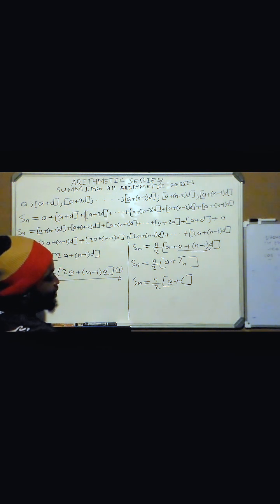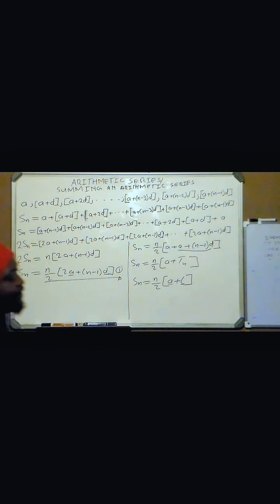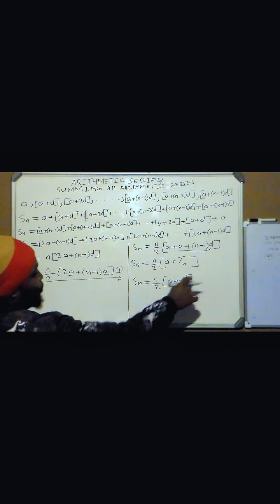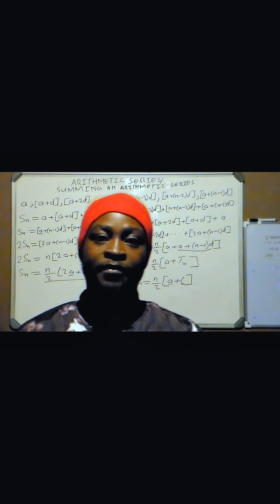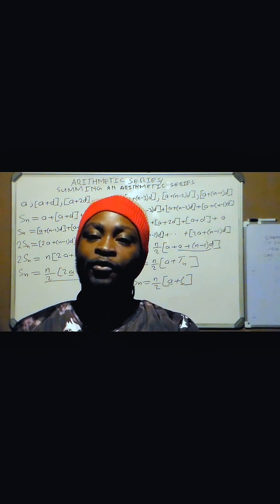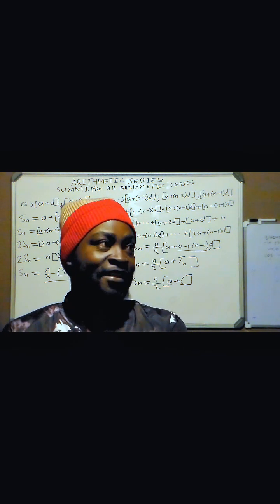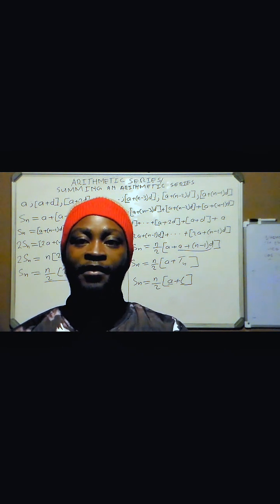The first term of the sequence and the last term of the sequence. This would help you to find the sum of the first n terms of the arithmetic sequence. So we know how to find n. If you are given the last term of the sequence, you can find n by using the general equation of an arithmetic sequence. So from here we can go and look for questions and see how we can apply this.